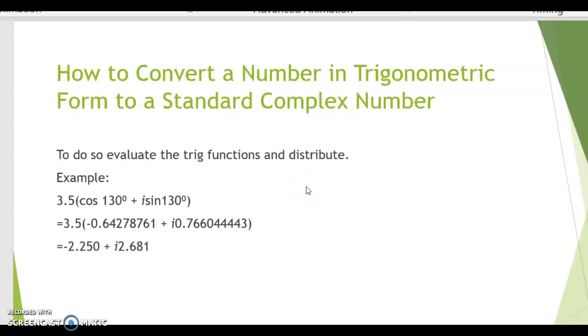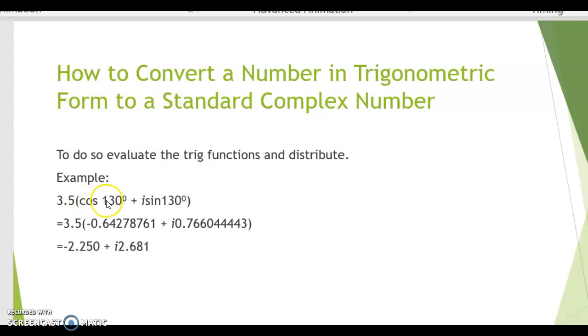Now converting in the opposite direction. How to convert a number in trigonometric form to a standard complex number. Well, to do so, you evaluate the trig function and distribute. So let's look at our example. Evaluating the trig function, if it's a common angle, you should remember the value. If it's not a common angle, you can plug it into your calculator.